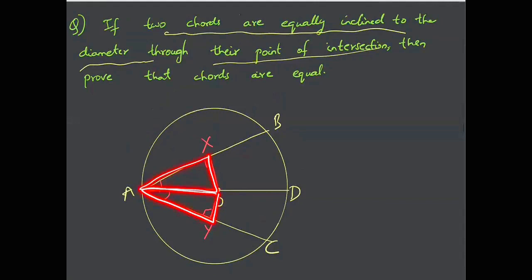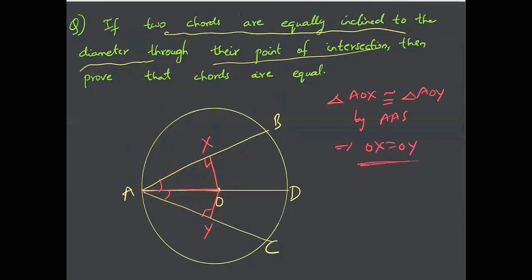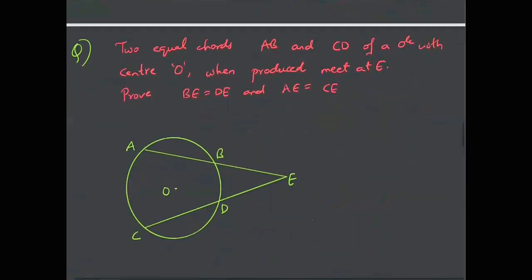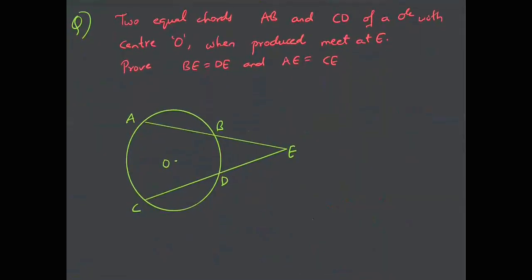These two angles are equal. OA is the common side, and there is a right angle. So by angle side congruency, these two triangles are congruent. Triangle AOX is congruent to triangle AOY by angle side. So this implies that OX is equal to OY. It means these two chords are equidistant from the center, so these two chords must be equal. So this implies that AB is equal to AC because chords equidistant from the center are equal. Okay. Yeah. Solve this question.